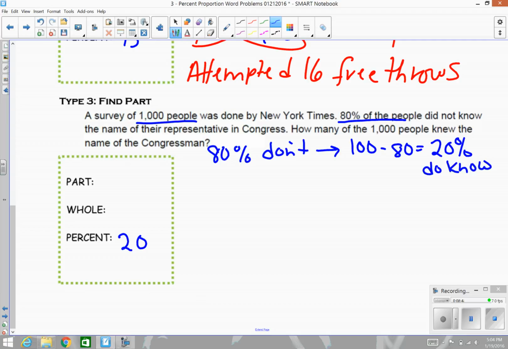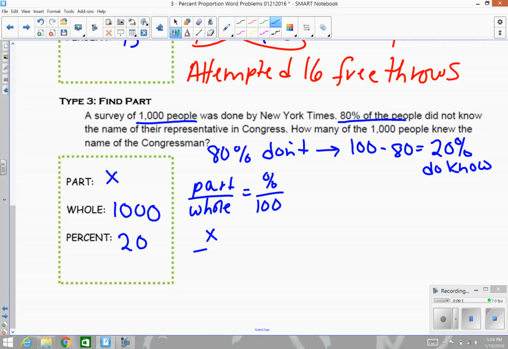And our total, or our whole, was 1,000 people surveyed. And we want to know the part of that total that did know. Okay, that piece. We're solving for part. So here we go. Part over whole equals percent over 100. Okay, so we have x over 1,000 equals 20 over 100.